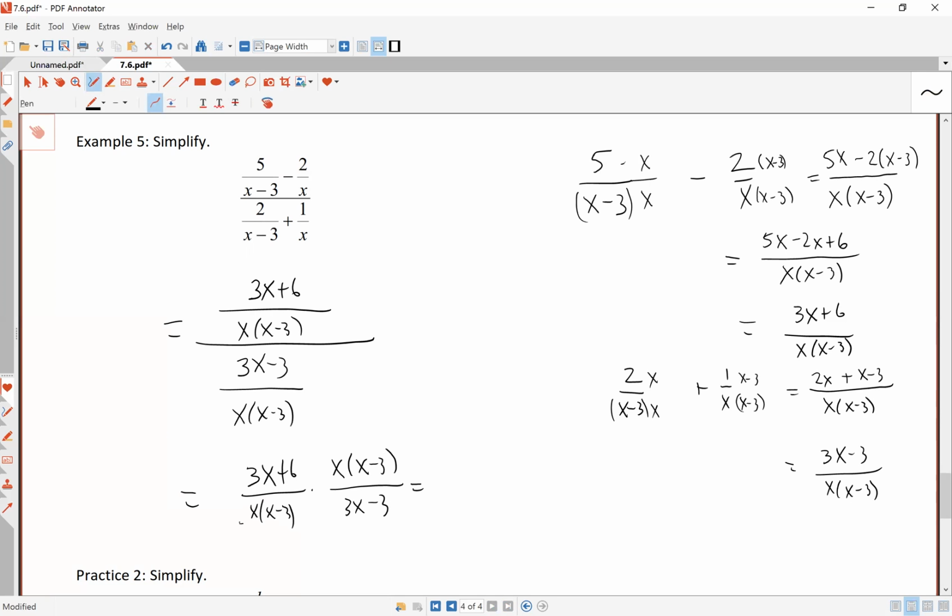Simplifying this, we do see the x and the x minus 3 canceling everything out there. The 3x plus 6 is 3 times x plus 2, and the 3x minus 3 is 3 times x minus 1. 3's cancel, and we're left with x plus 2 over x minus 1.